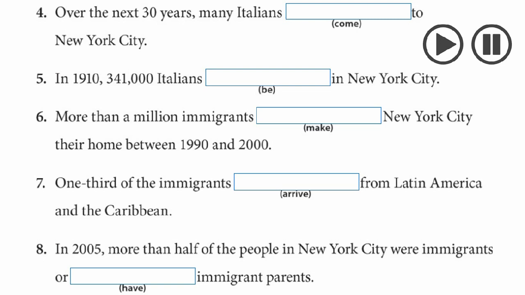Okay guys, are you ready? For number 4, come is an irregular verb. We cannot add a d or ed at the end. The answer is came. For number 5, be, this is the same as the previous exercise, exercise B. So here, 341,000 Italians. Of course, this is plural, so we say were. Make also is an irregular verb. The answer is made in the past simple.